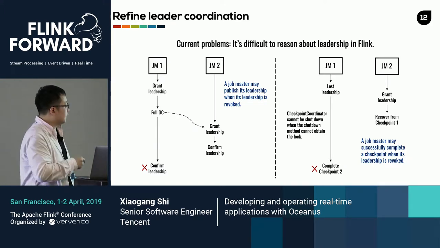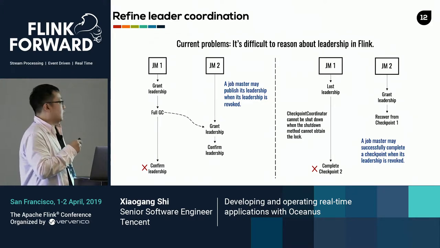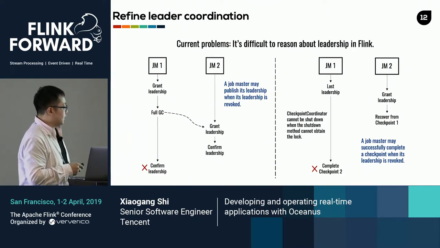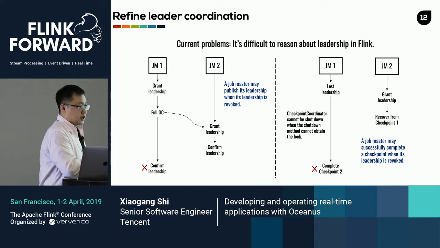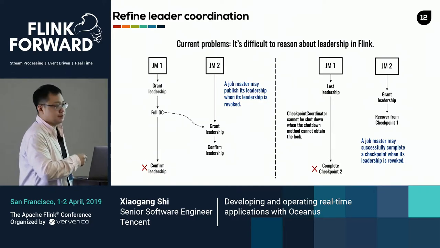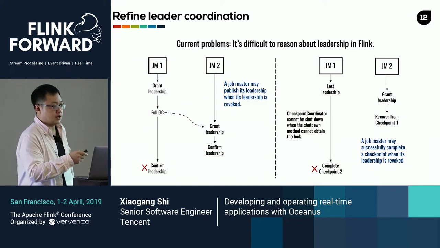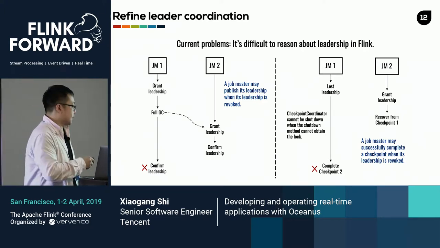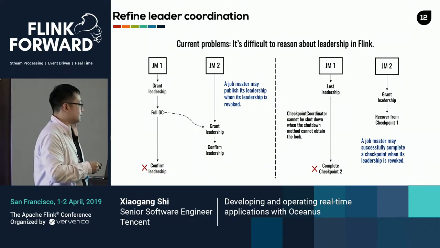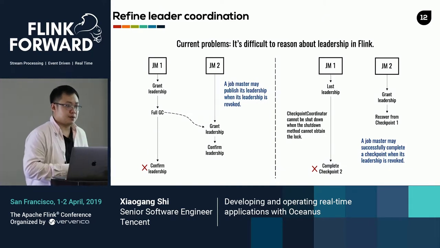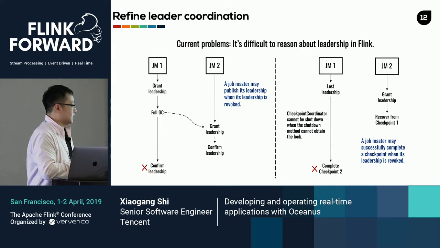For example, a job master may suffer from a long full GC after it is granted the leadership. During the GC, it may lose its leadership, and a new job master may be started and granted leadership. Then it publishes its address on the cluster. But when the older job master recovers from the GC, it may still publish its leadership, which overrides the new job master's information. That will cause some chaos in the cluster.